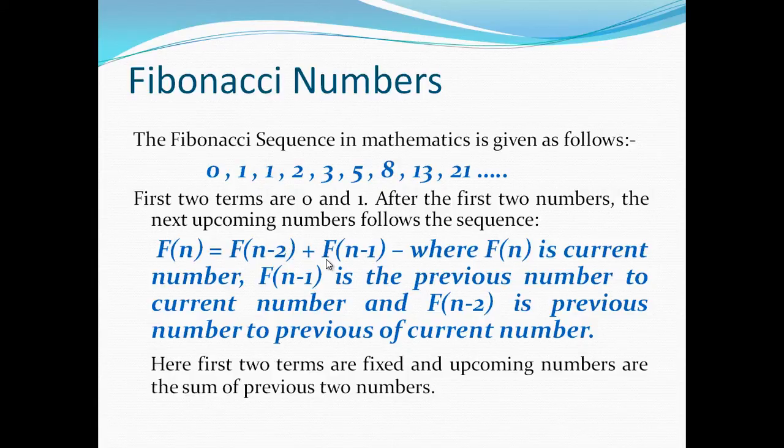So here, if Fn is our current term, then in order to calculate Fn, we need to know the previous two terms, that is Fn minus 1 and Fn minus 2. Here Fn minus 1 is nothing but the number previous to Fn, and Fn minus 2 is the number previous to that. So the first two terms are fixed, that is 0 and 1, and the upcoming numbers are the sum of the previous two numbers. So friends, let's move over to Eclipse and see how we can code the Fibonacci numbers in Java.